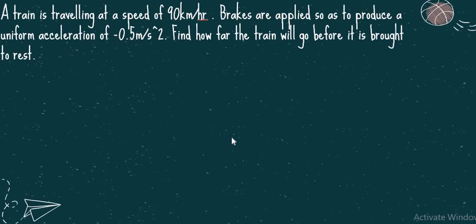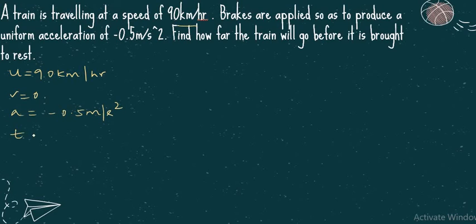In the next problem, what is that problem? A train is traveling at a speed of 90 kilometer per hour. Brakes are applied so as to produce a uniform acceleration of 0.5 meter per second square. Find how far the train will go before it is brought to rest. That means initial velocity I need to take as 90 kilometer per hour. What is the final velocity? It is 0. And the acceleration they have given as 0.5 meter per second square.